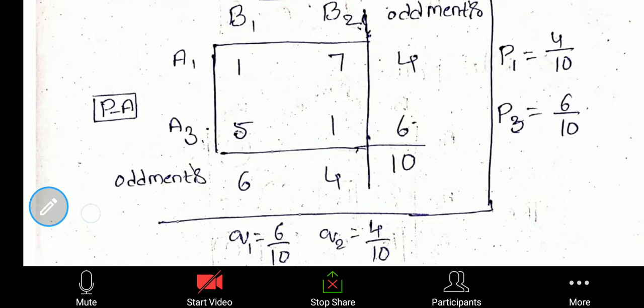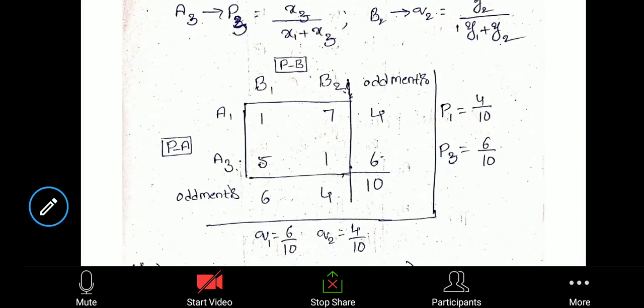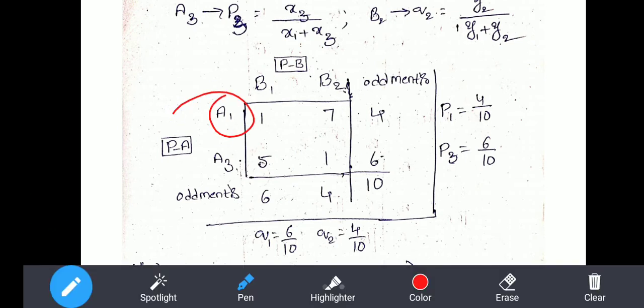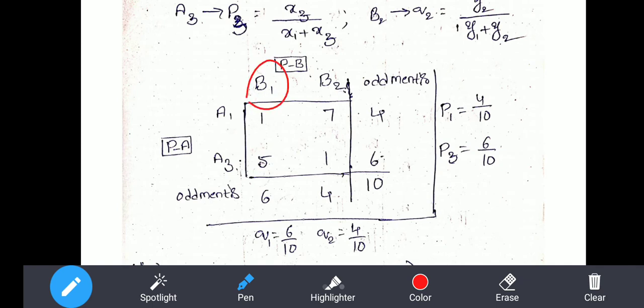Next will be finding the oddments in the given matrix. Oddments will be calculated. We need to find the probabilities. A1 probability will be 4 by 10. A3 probability will be P3, 6 by 10. That will be shown here. Next Q1, the B1 probability, is 6 by 10. That will be shown here in this position. Next will be 4 by 10, that is the B2 probability.